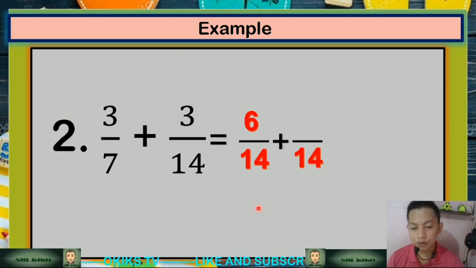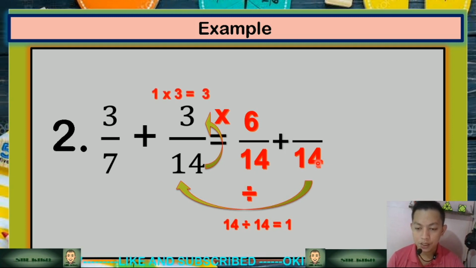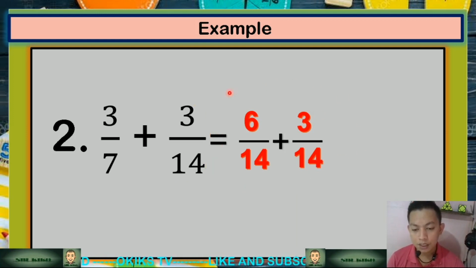Next, we're going to find the second numerator to make these similar fractions. So 14 divided by 14 is equal to 1. 1 multiplied by 3, the answer is 3. So your answer is 3. So now we have similar fractions.